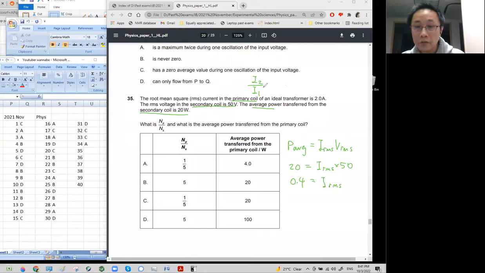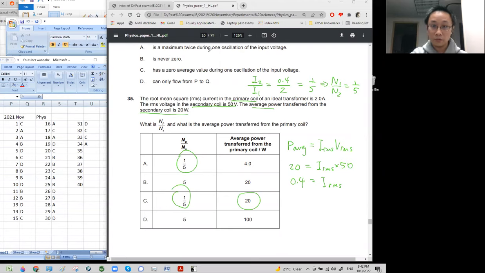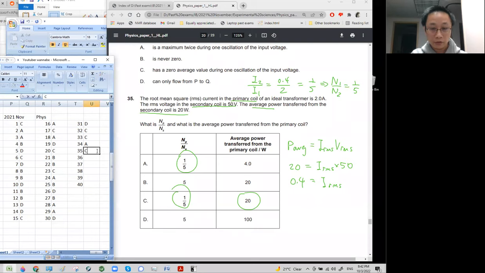And they're not really giving you maximum quantities. Every single quantity is given as either RMS or average, so that's good. So the current ratio is 0.4 to 2, equal to 1/5, which means that N1/N2, because the number of coils is inversely proportional to current in the transformer, should be this. Power for a transformer is supposed to remain constant. So therefore, the answer should be C. That's very confusing.